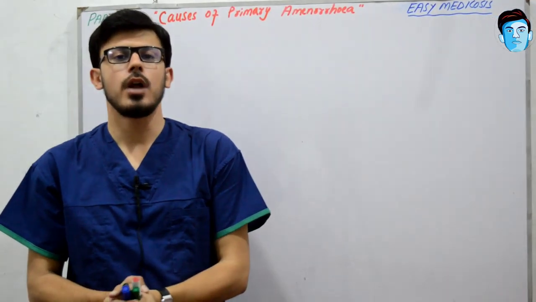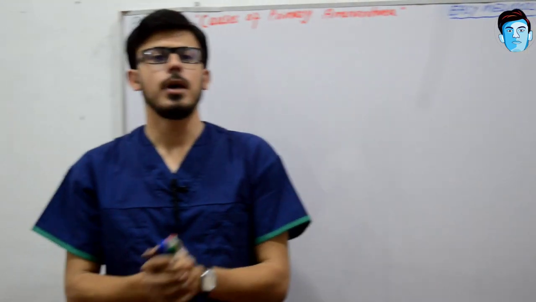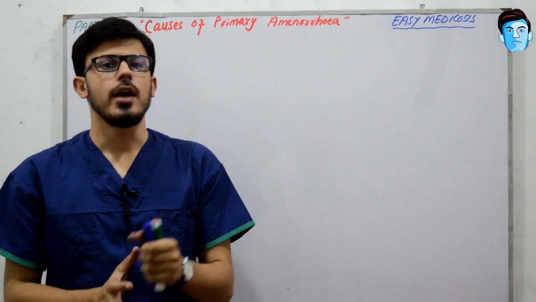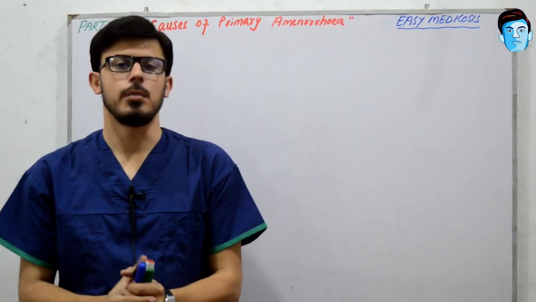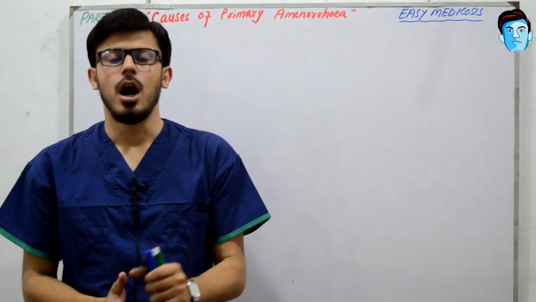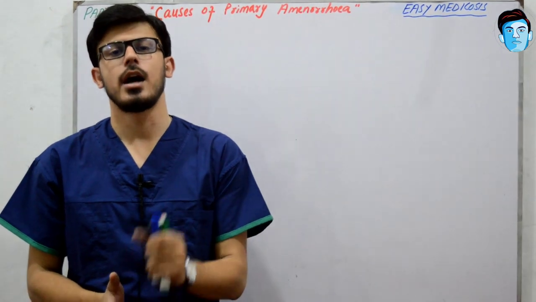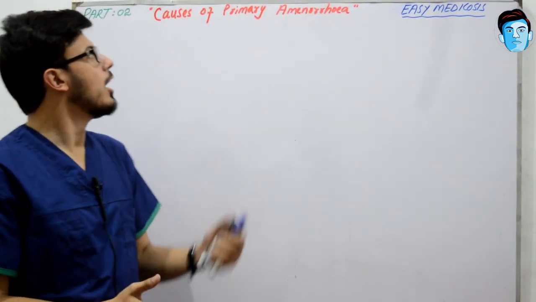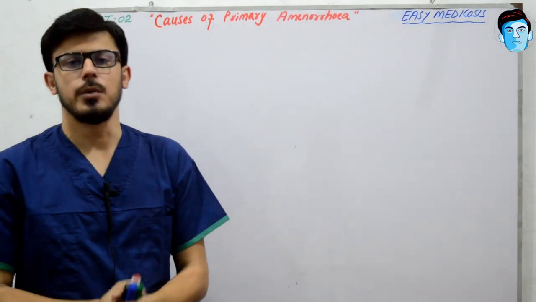What is primary amenorrhea? As you know, the normal age for menarche is around 13 years. If females fail to have their menarche by the age of 16, although they have normal growth and normal secondary sexual characteristics, as we already discussed previously, this is called primary amenorrhea.